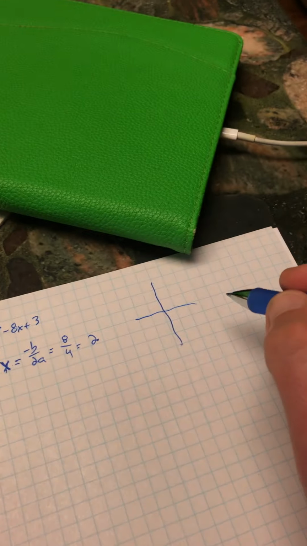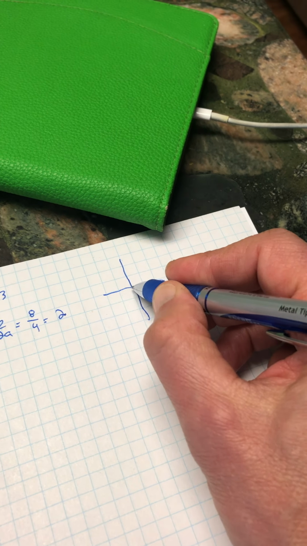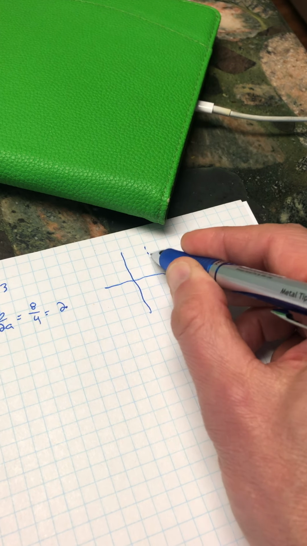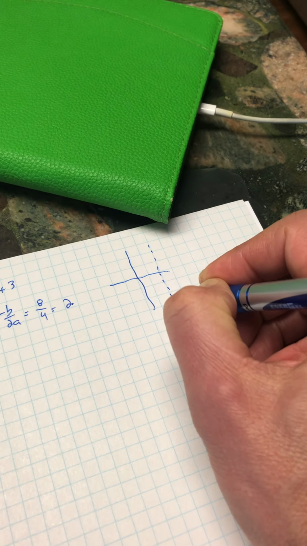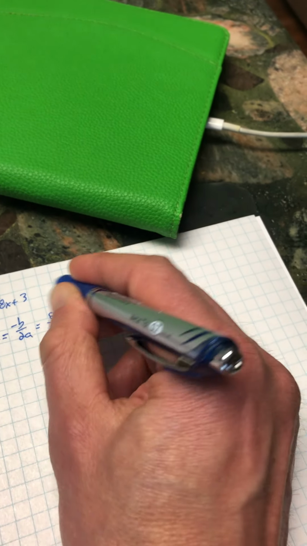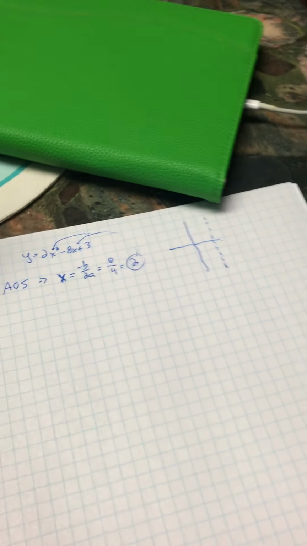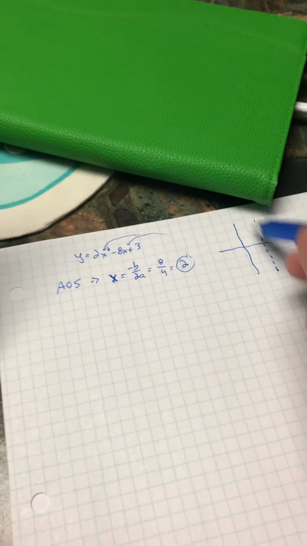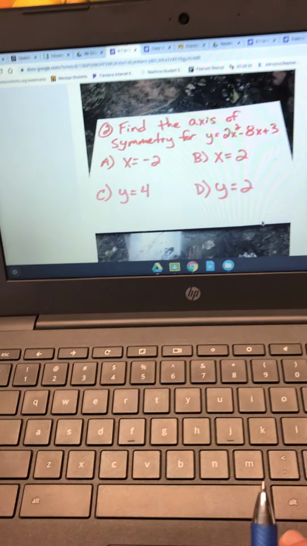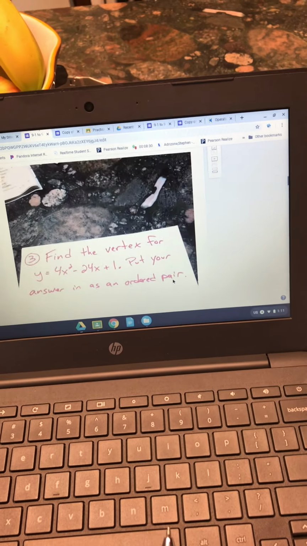All right, so again, if I were graphing, I'd go to x is 2. I know I'm going to have a dotted line through here. Now, if I want to find the vertex, I just take this 2 and plug it in for x, which is going to be a different question on the quiz, and then find out what my y value is. But it's going to be on that line somewhere. All right, so now here we go.